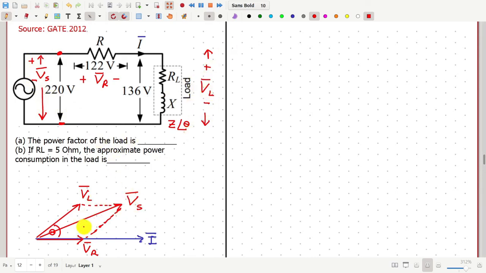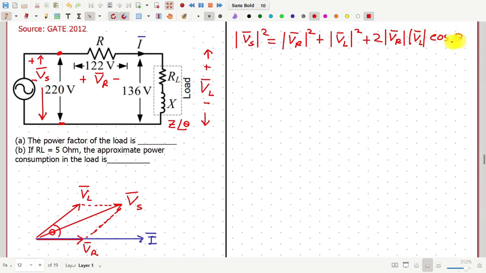Then Vs bar is the resultant of VL bar and VR bar. So we can write, using trigonometry, that the magnitude of Vs bar squared is equal to the magnitude of VR bar squared plus the magnitude of VL bar squared plus 2 into the magnitude of VR into the magnitude of VL into cosine of theta.